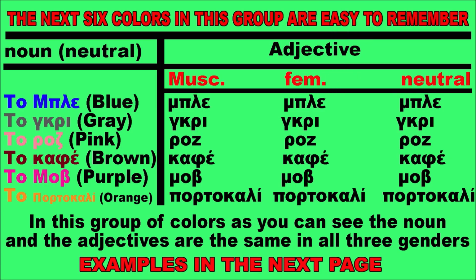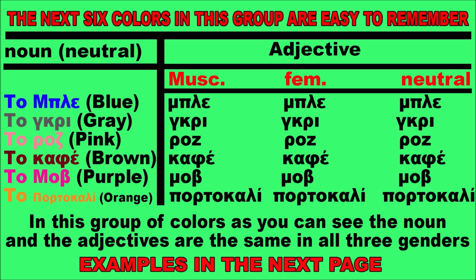The next 6 colors in this group are easy to remember. On the left we have the nouns, and on the right we have the adjectives. Let's start with the color το μπλε, blue, and on the right the adjectives μπλε for masculine, μπλε for feminine, and μπλε for neutral. Το γκρι, gray. The adjectives on the right, γκρι for masculine, γκρι for feminine, and γκρι for neutral.